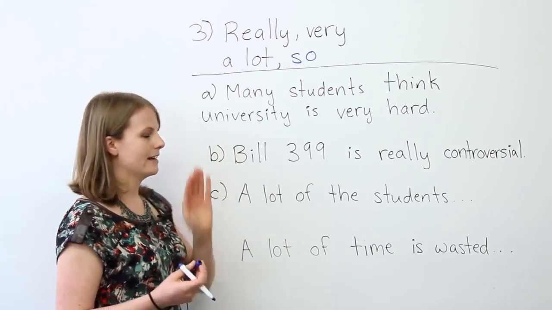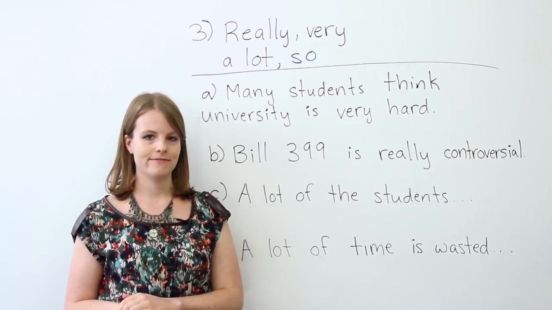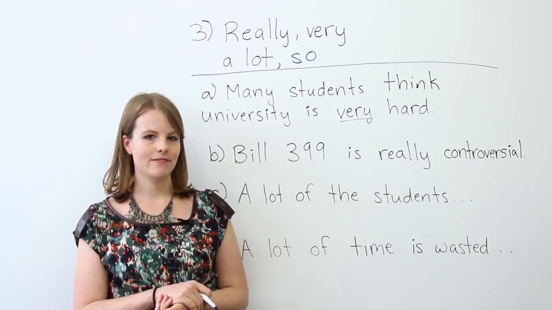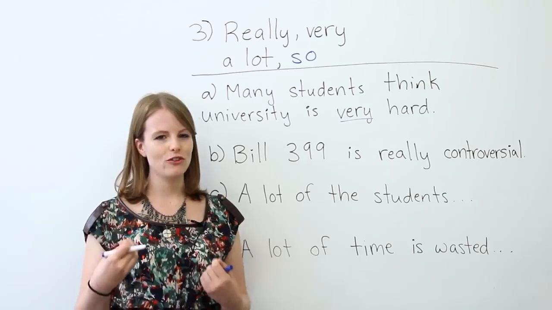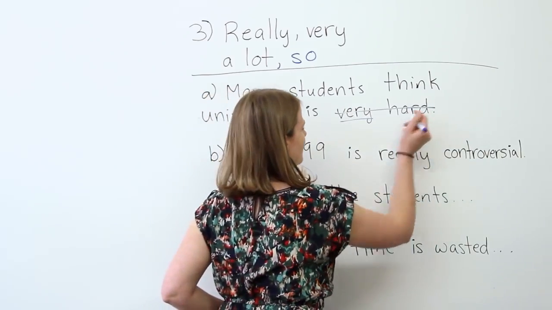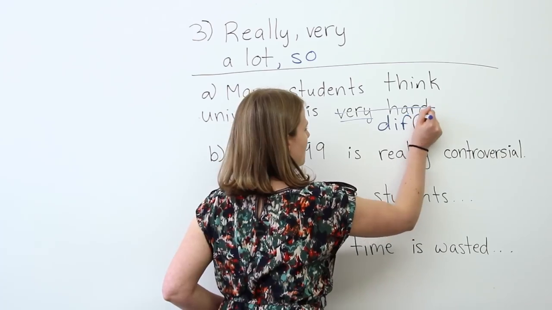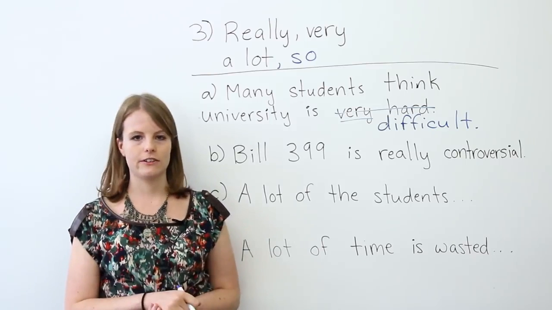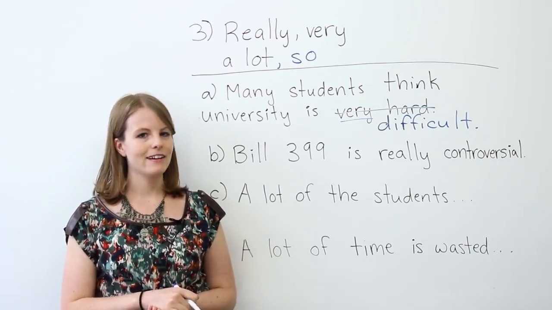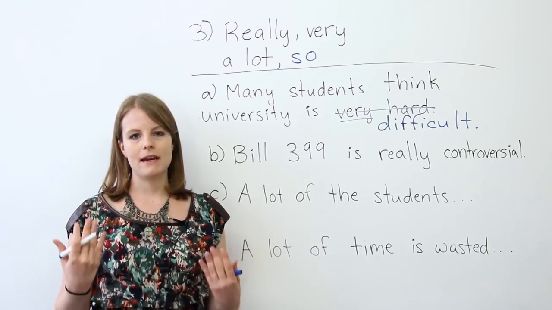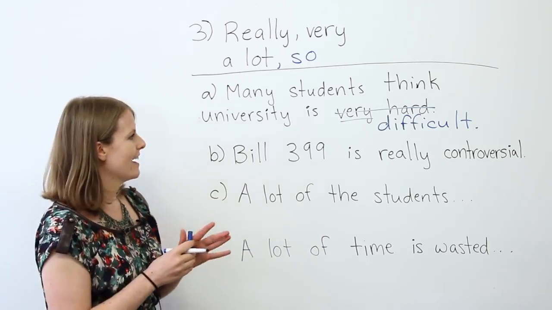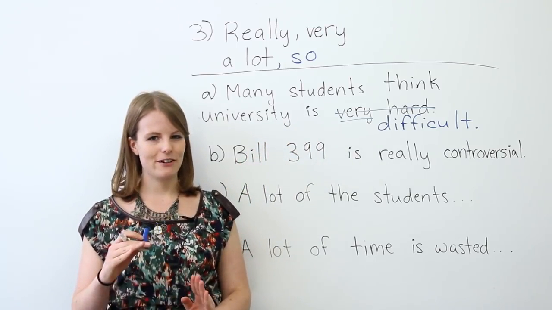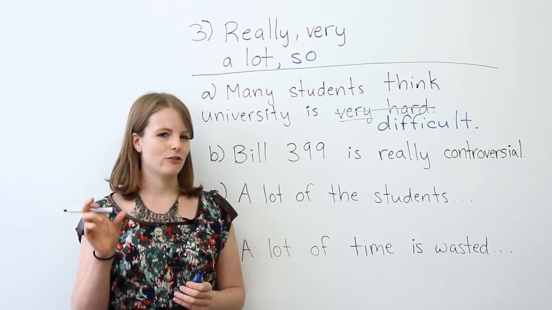Many students think university is very hard. Okay, so now we have very. How could I improve this sentence? Well, instead of using very hard, just use a stronger word in the first place. Say, many students think university is difficult. Okay? There are many cars, I just broke a rule, sorry. Many cars speed very fast. You could get rid of the very in that sentence, come up with a stronger word for it.